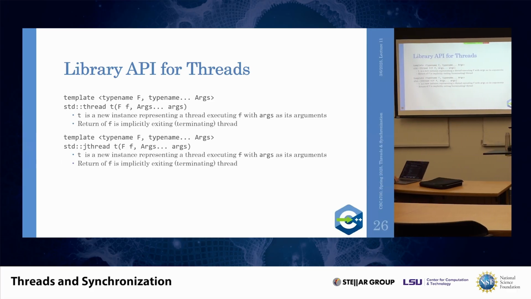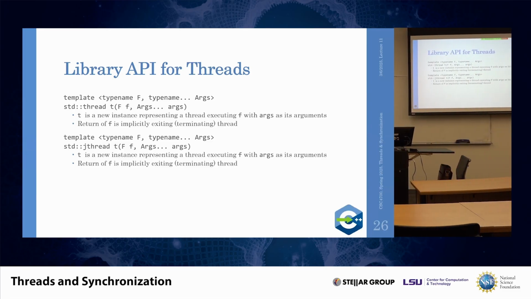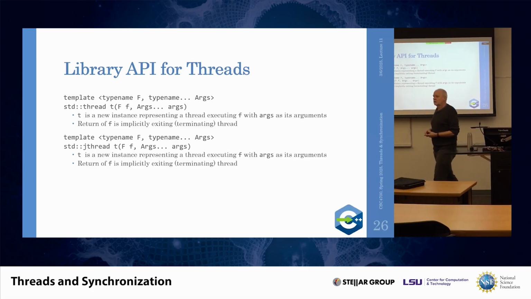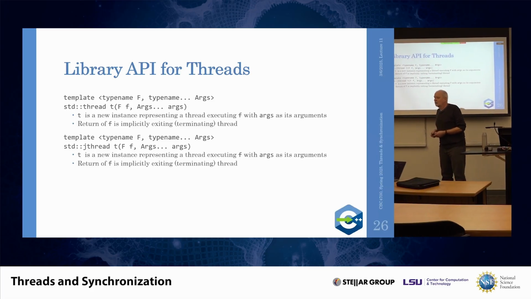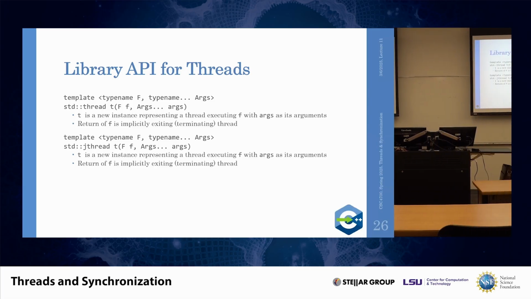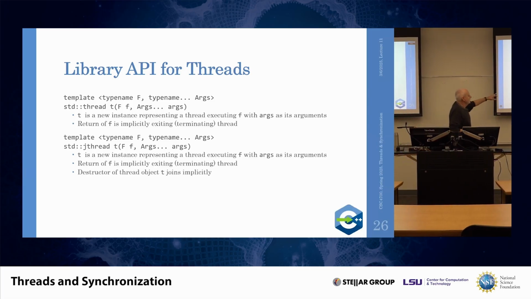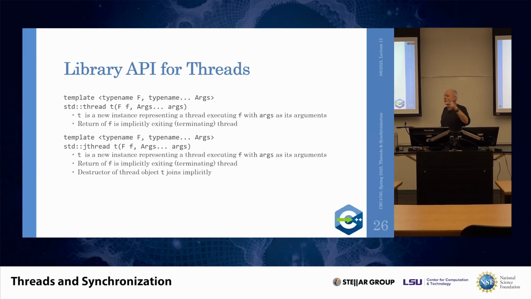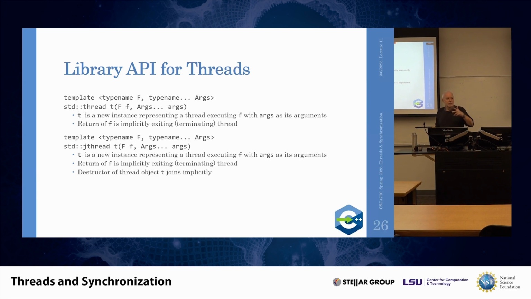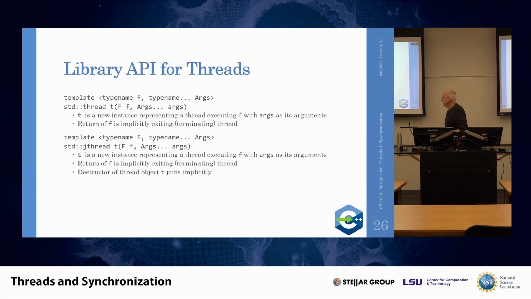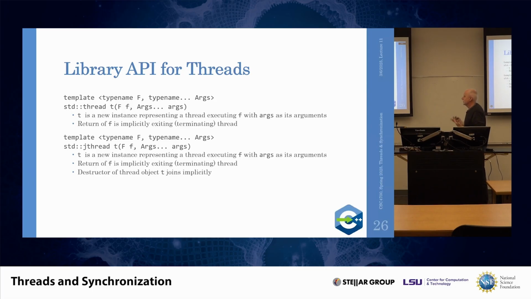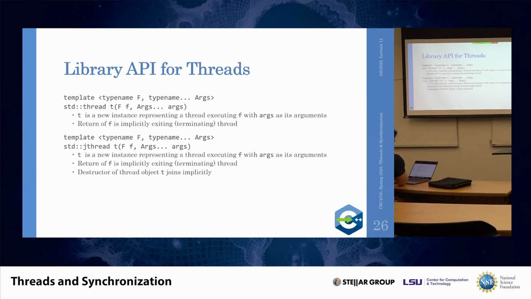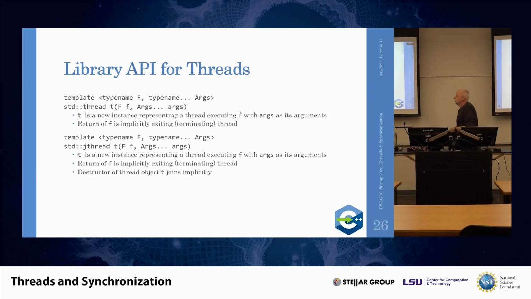A second type C++ gives us is called jthread. Don't get your hopes up. It doesn't mean Java threads. It means joining threads. And the only difference between jthreads and threads is that the destructor of jthread joins implicitly. So when you destroy a jthread, it will wait for the thread to terminate. It will join with the thread. So it's kind of a convenience addition that makes working with threads a bit easier in some contexts. And we will use them kind of interchangeably during this lecture today.